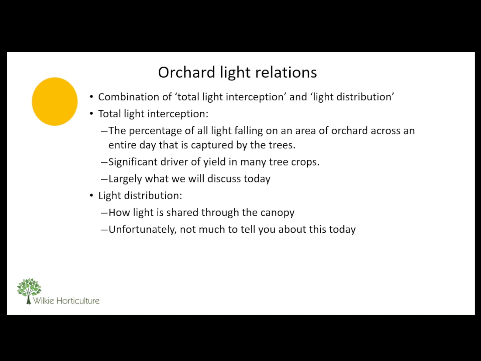It has been demonstrated across many tree crops over many years that total light interception is a significant driver of yield per hectare. And this is largely what we're going to be talking about today.